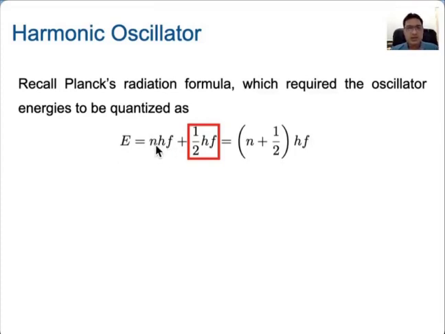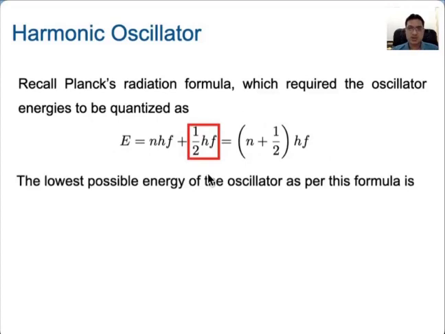And later on you will learn in some other courses that it required some additional correction, and this is known as half hf, and this is called the zero point energy. So the correct total energy of your harmonic oscillator is (n plus half) hf, and this half hf is the zero point energy. That is what I said: if n is equal to 0, if you do not have any value of n, it means that still you have energy of your harmonic oscillator, and the lowest possible energy of the oscillator is half hf.